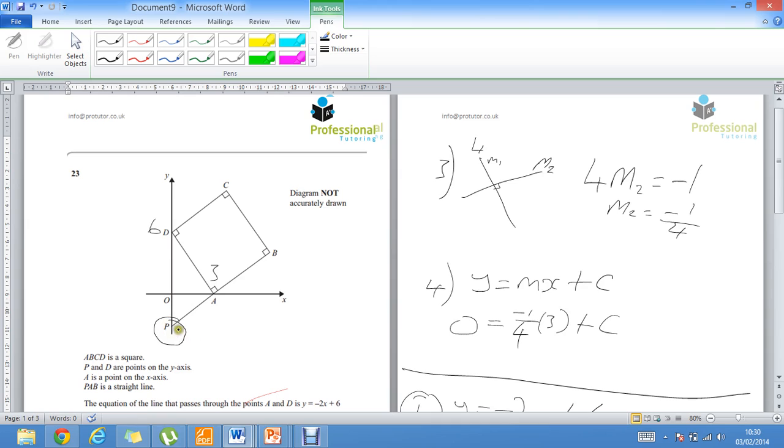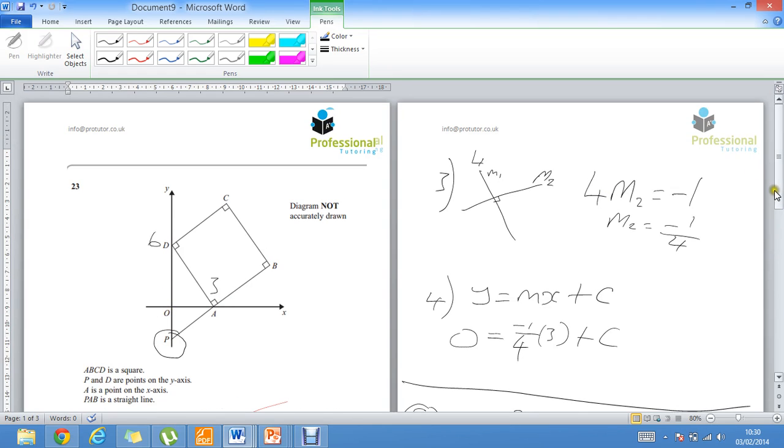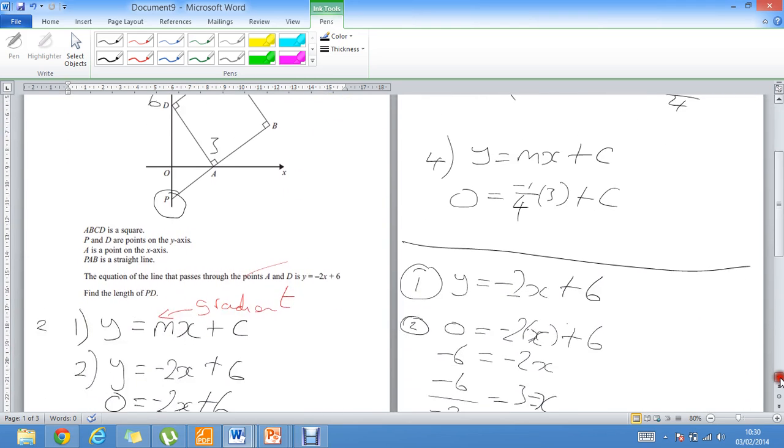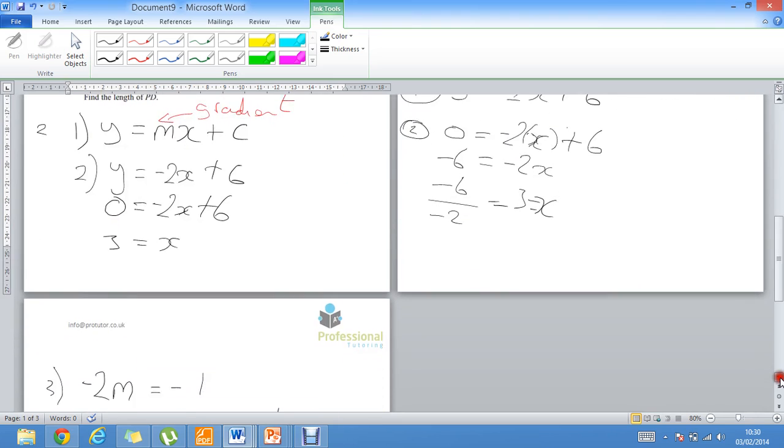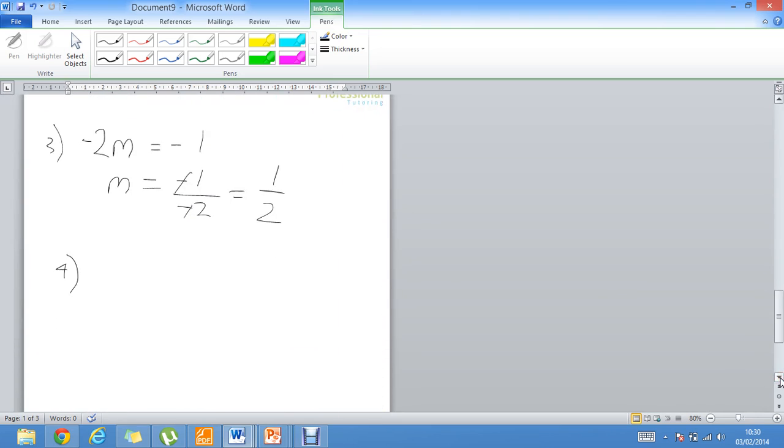So again, y equals mx plus c. I know that my gradient now is a half. I know that my x coordinate on this line is 3, and when it's 3, my y value is 0. So my y value is 0, I know my gradient is a half, my x value is 3. I don't know what c is.